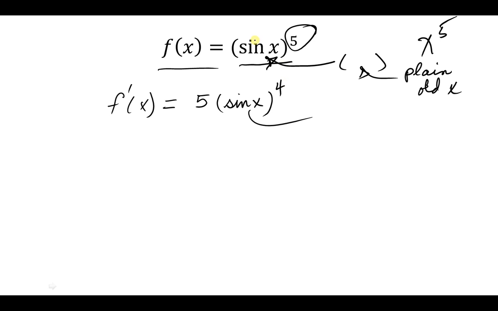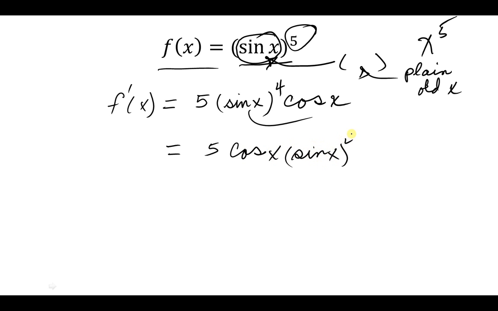But then we have to multiply by the derivative of sine of x, which is cosine of x. Now I've taken into account all of the functions, and this is the answer. In fact, you could rewrite it if you wanted to as 5 cosine of x times sine of x to the fourth power.